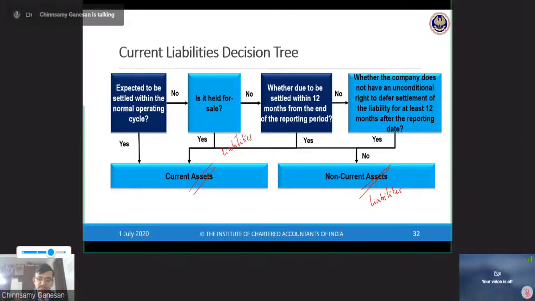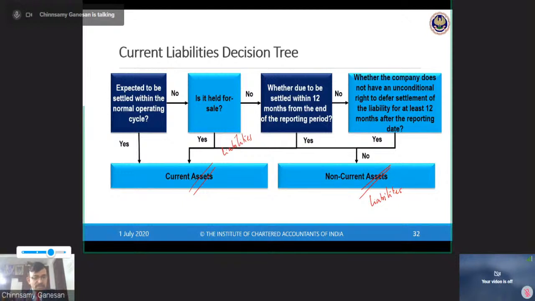Suppose in our example, I took a loan on 31st March 2020. Holiday period is 2 years. In that case, nothing is falling due within 12 months from the end of the reporting period. It is due only on 30th March 2022. And accordingly, the third condition itself is not fulfilled. And I am going to the fourth condition. Whether I have an unconditional right to defer settlement? Yes, I have the right to defer settlement beyond 12 months from the end of the reporting period, because the holiday period is 2 years.